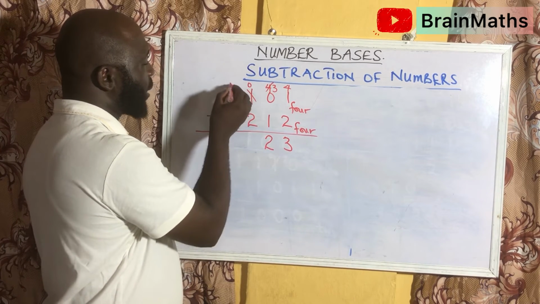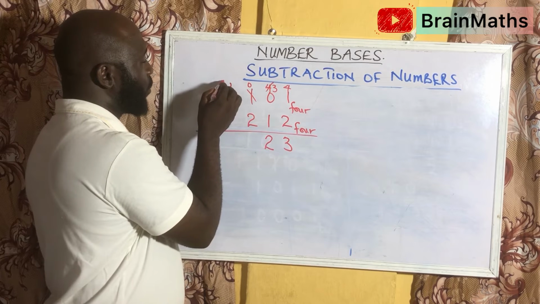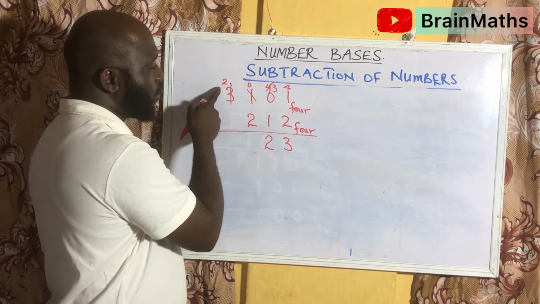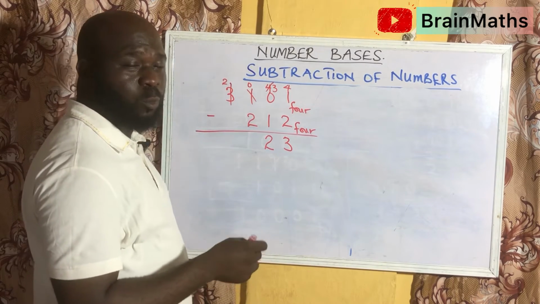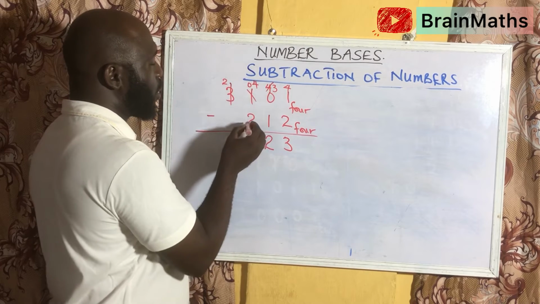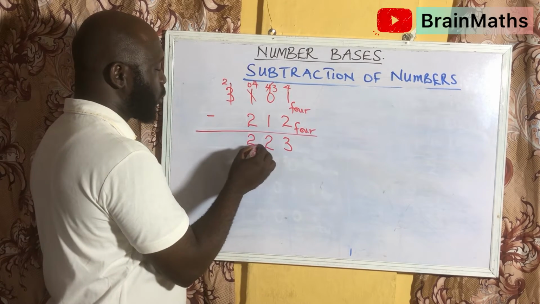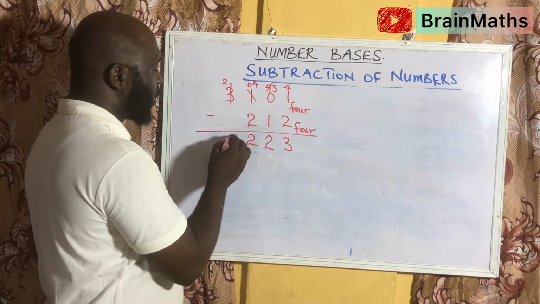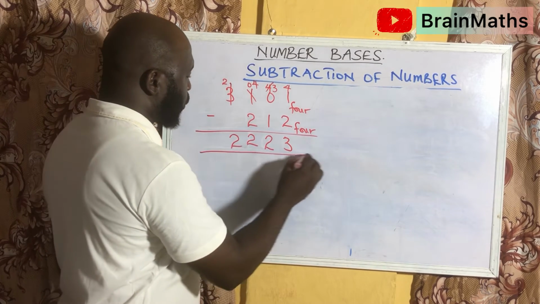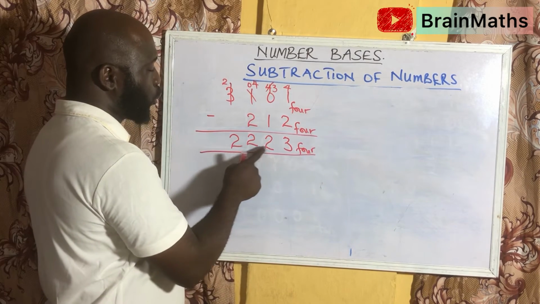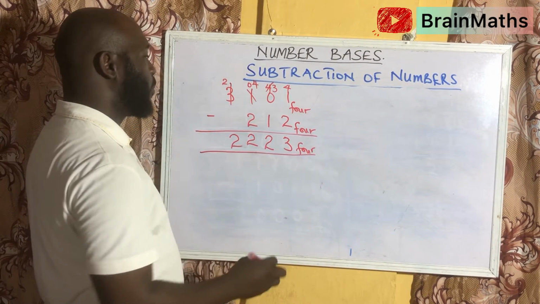So we come to the last number. Take 1 from there. That is remaining 2. The 1 we have taken from here, don't forget we are working in base 4, will be treated as 4. 4 minus 2 is another 2. Then we are left with 2 here, and that is 2 minus 0 to give us 2. So our final answer in this case is 2, 2, 2, 3 in base 4.